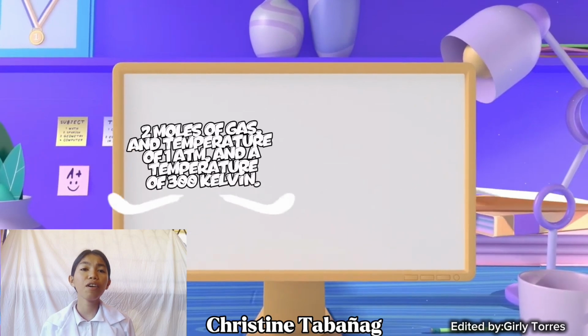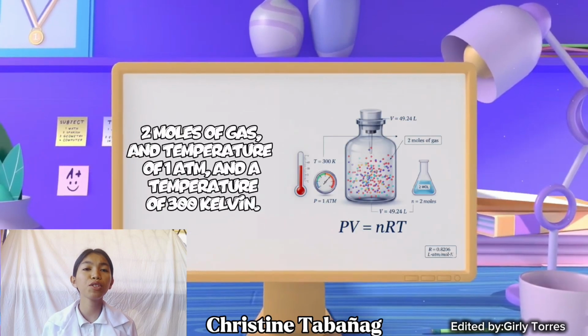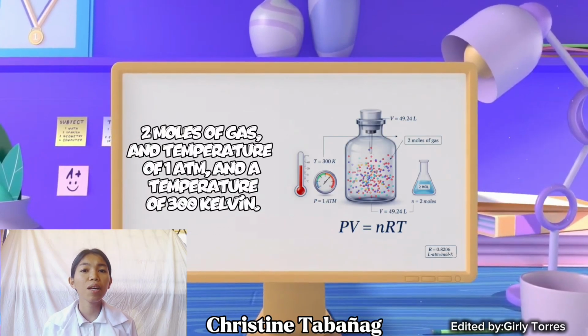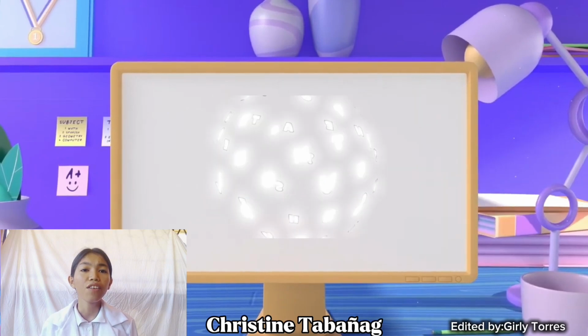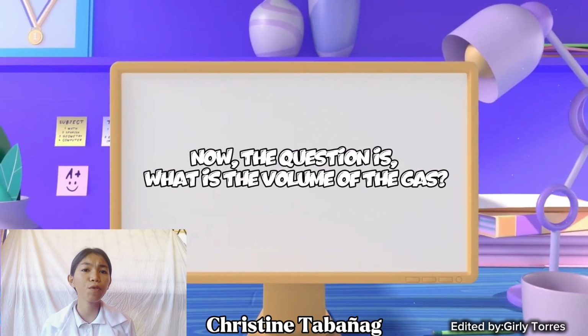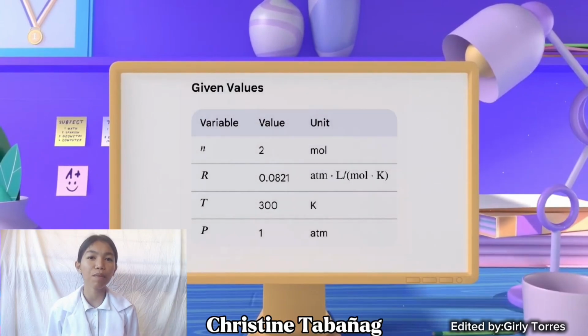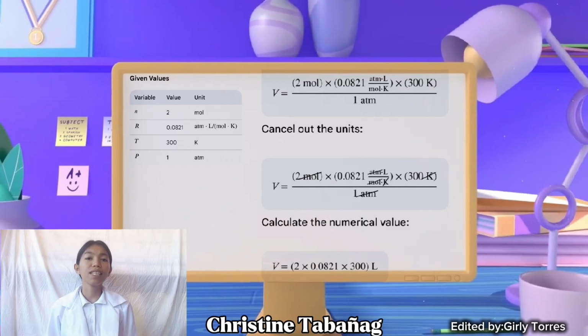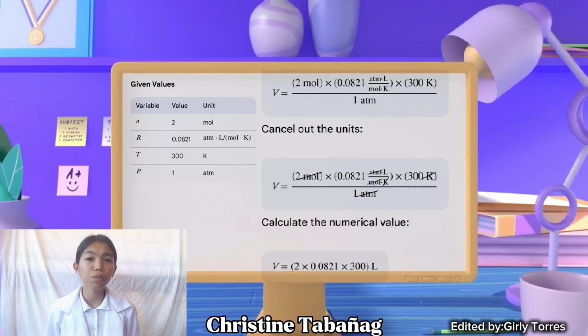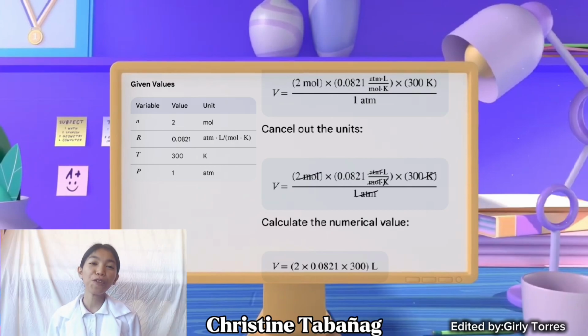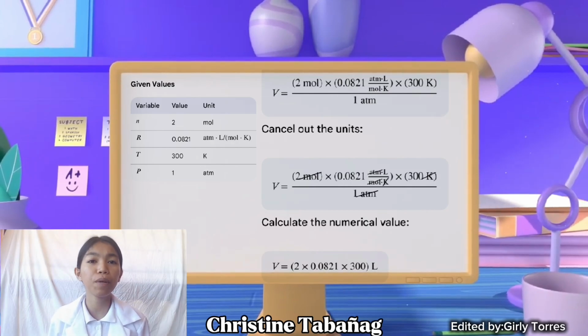So let's say you have 2 moles of gas at a pressure of 1 atm and a temperature of 300 Kelvin. Now the question is, what is the volume of the gas? Using our formula PV equals nRT, we are going to use the cancel out method to find the volume. Since we are going to find our volume, we need to put P as our denominator on both sides. So after we cancel it out, we are left with volume equals nRT over pressure.